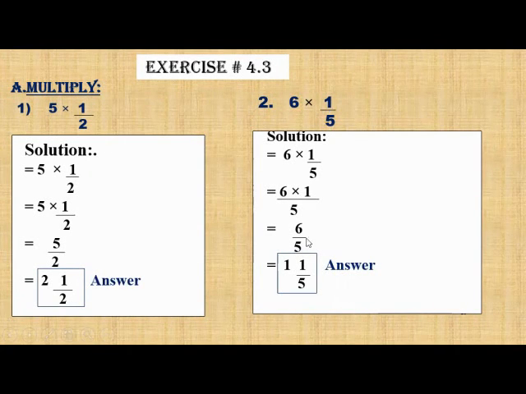As you can see, 6 upon 5 does not cancel out, so we can divide because the denominator is less than the numerator. Now divide: 6 divided by 5 equals, you get the answer in mixed number, 1 whole 1 upon 5. These are the questions which I solved in question number 1 and 2. I hope you understand how we find the product of these fractions.